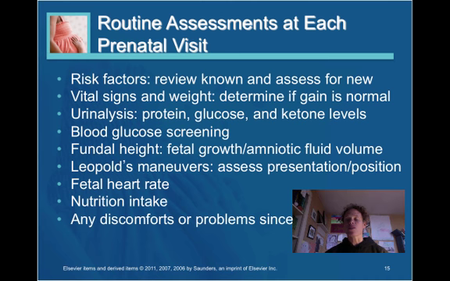Leopold's maneuvers are a series of maneuvers that can assess the presentation or the position of the fetus. This is important particularly as you get further along towards birth, because you want to be aware of the position of the fetus, considering breech presentations and if you're thinking about if a vaginal birth is going to be possible. Fetal heart tones or fetal heart rate is assessed at every visit, usually after 12 to 14 weeks. And we'll talk about normal parameters for fetal heart tones or fetal heart rate a little bit later. And then you always want to assess nutritional intake and any discomforts or problems since the last visit.